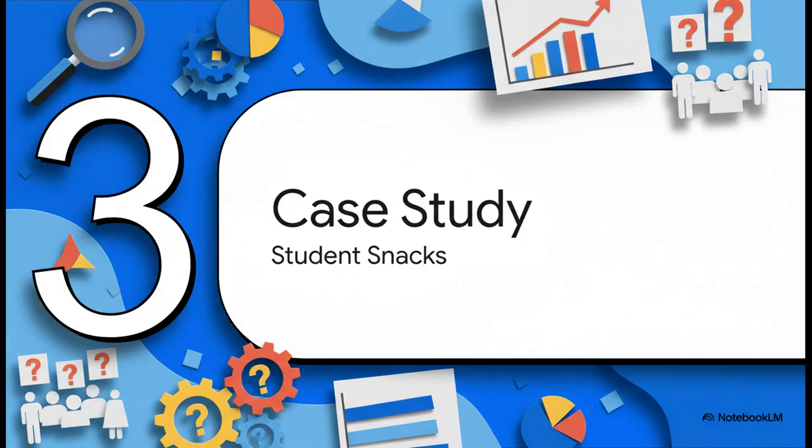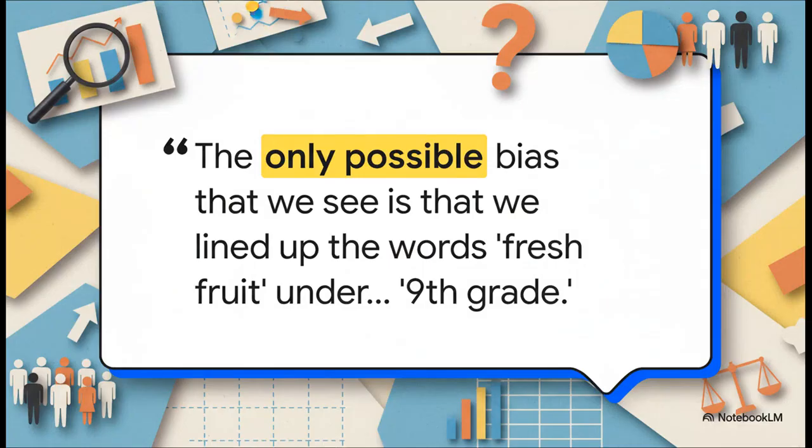All right, toolkit is ready to go. Now let's actually use it. We're going to put it to the test with our first case study, which is all about student snacks. So here's the deal. The people who ran the survey, they talked to every single 9th and 10th grade student, and they were feeling pretty good about their work. They basically said, the only possible problem here is maybe some word alignment on the page. Let's see if our 4-question toolkit agrees with that.